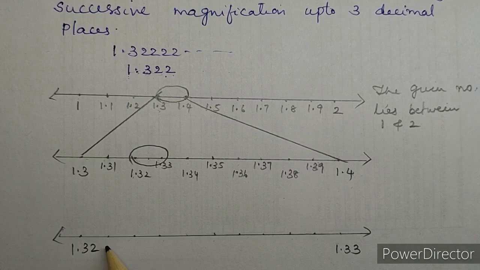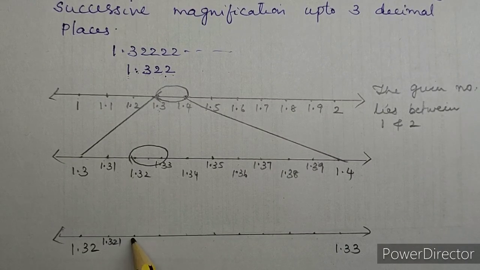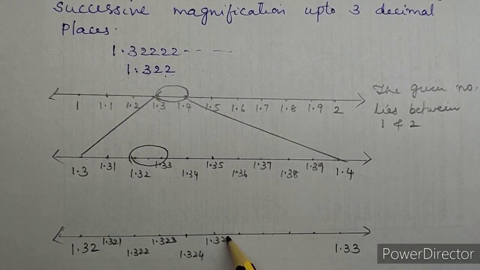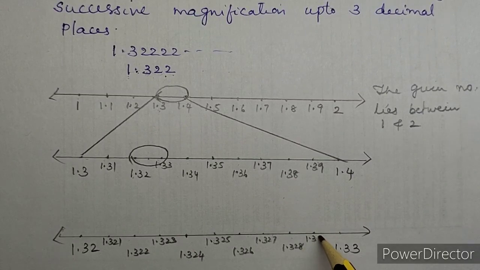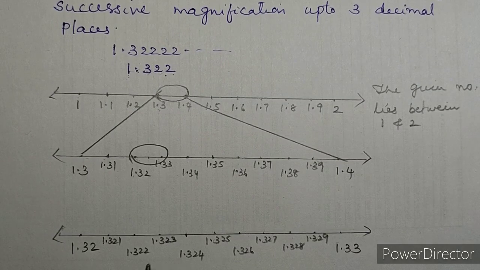So that is, 1.321 you have to start. Second point is 1.322, 1.323, 1.324, 1.325, 1.326, 1.327, 1.328, 1.329, and the last one is 1.33. So you have magnified that small portion like this on a number line.